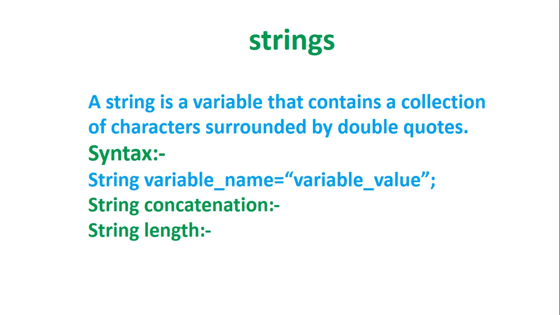Next, I will explain about strings. A string is a variable that contains a collection of characters surrounded by double quotes. The syntax of a string is string variable name equal to variable value. To use the strings, we must include an additional header file in the source code, the string library. Next, string concatenation. String concatenation means adding two strings to make a new string by using plus operator. Next, string length. To know the length of the string, we use the length function.